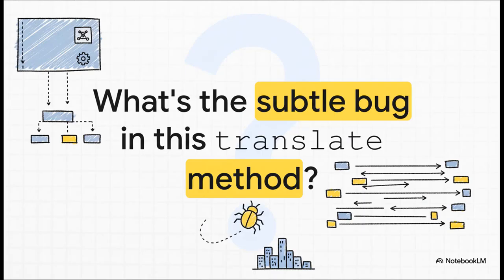All right, here's another super common one. This translate method, it looks right, but it's got a very sneaky bug. What do you think happens when we redeclare int x and int y right inside the method like that?